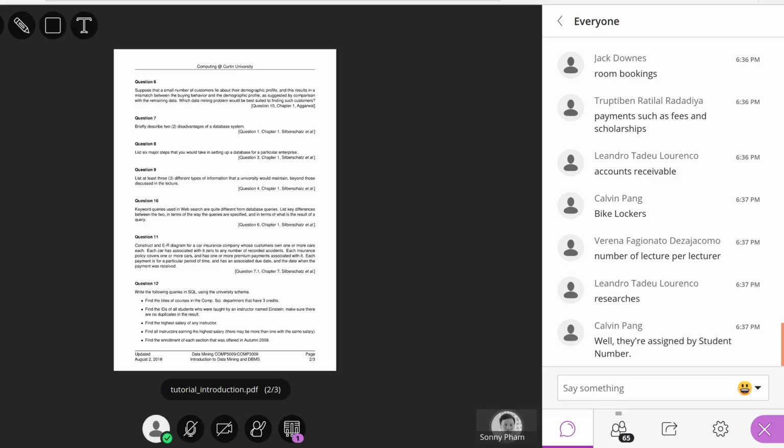Question number 10. I used this question in last year's exam, but it turned out that after the whole semester, some people actually forgot the question in the first tutorial. So let's have a look. You have queries used in web search and queries that you use in a database. Can you explain the differences between the two types of queries? In particular, the way the queries are specified, and secondly, in terms of what is the result of a query.